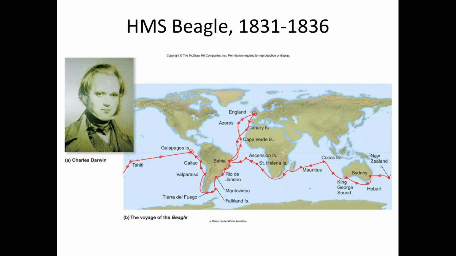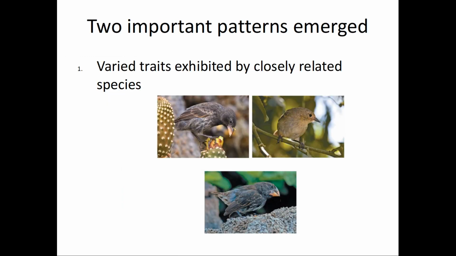He got to see quite a few different areas, and particularly, he famously went to the Galapagos Islands, where he was able to look at some organisms that had been in isolation for many years. He's famous for his study of finches, right? So he noticed two important patterns. The first was varied traits exhibited by closely related species.